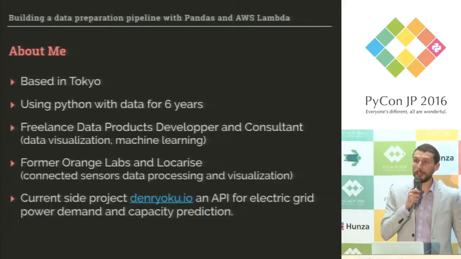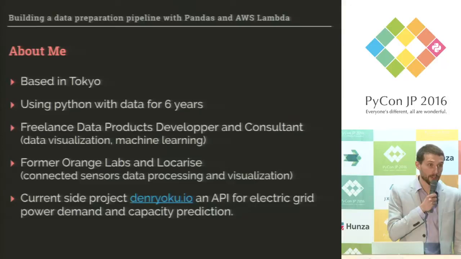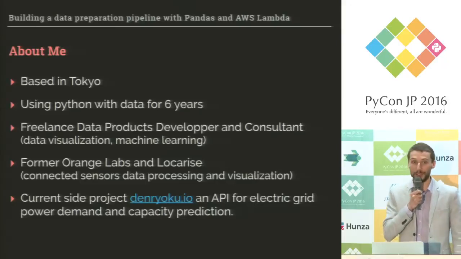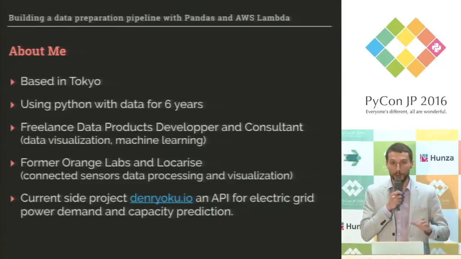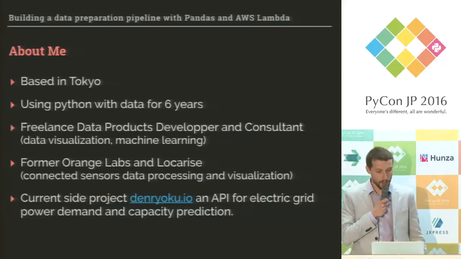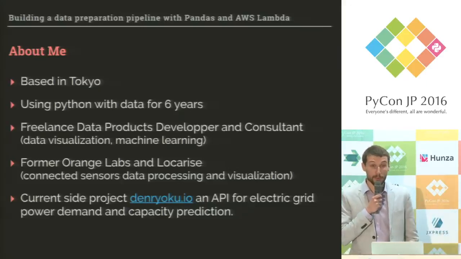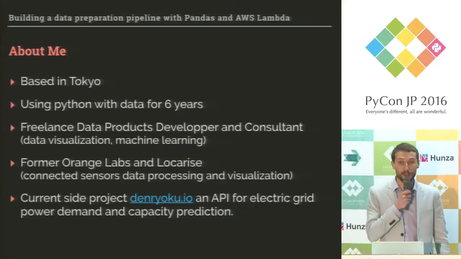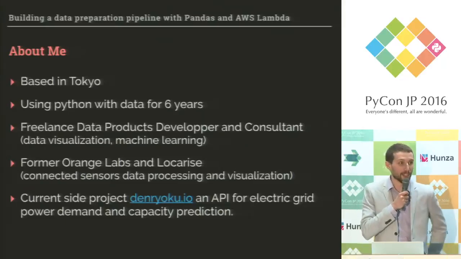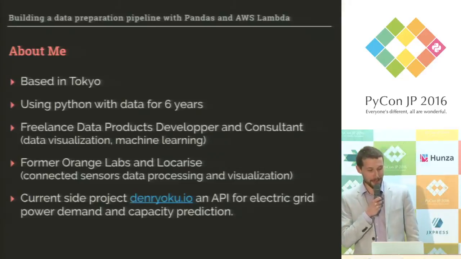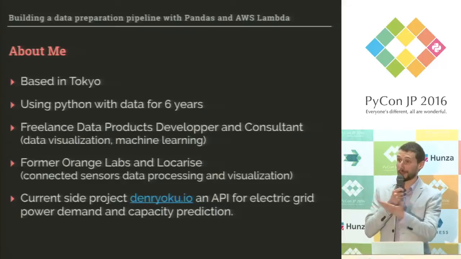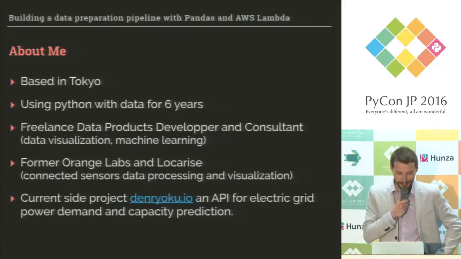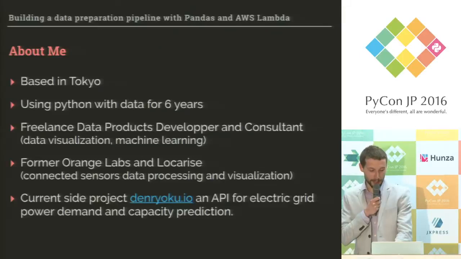So just about me rapidly, I'm based in Tokyo. I'm a freelancer, software developer and consultant, working mostly on everything related to data products, from data visualization to machine learning. Recently, I've also been working on a project called Denyoco.io, an energy consumption and demand prediction API, because Yahoo is stopping its current API. So I'm trying to make something better instead. It uses a lot of data processing pipelines everywhere, and that's related to the topic.